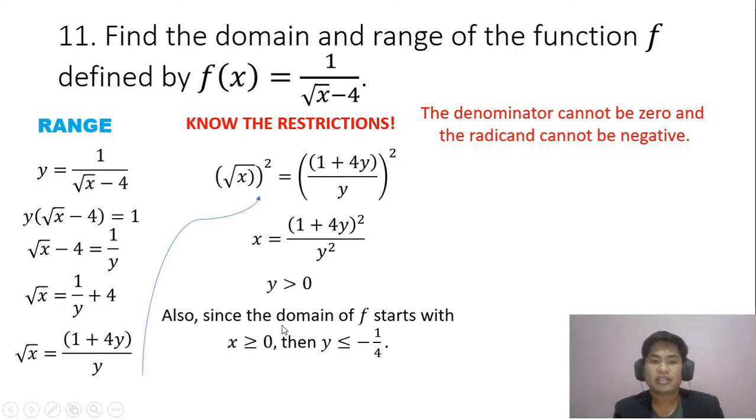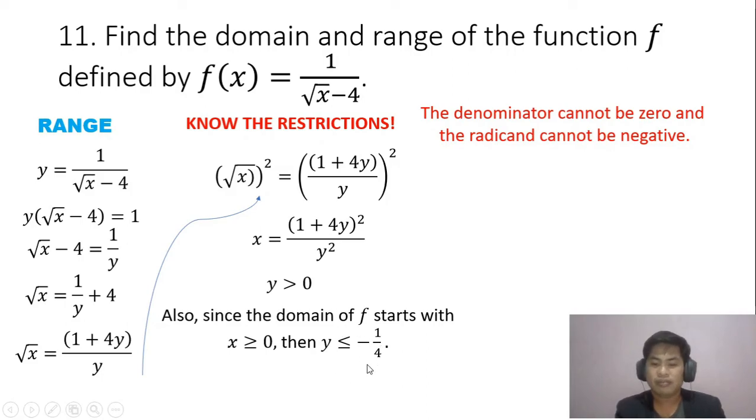Also, the domain of f starts with x is greater than or equal to 0. So katong gisulti nako nga i-check nato ang start sa domain, 0. So ato siyang i-try diri. So this is square root of 0 minus 4. So that is negative 4. Then 1 over negative 4 is negative 1/4. So kung imo siyang i-replace, this is a bigger number, this would always be negative. So y is less than or equal to negative 1/4.